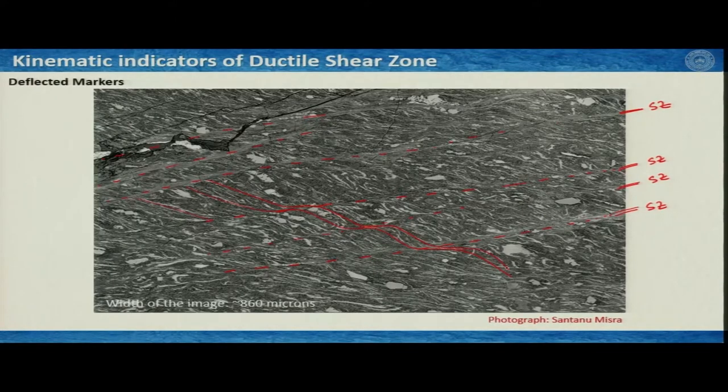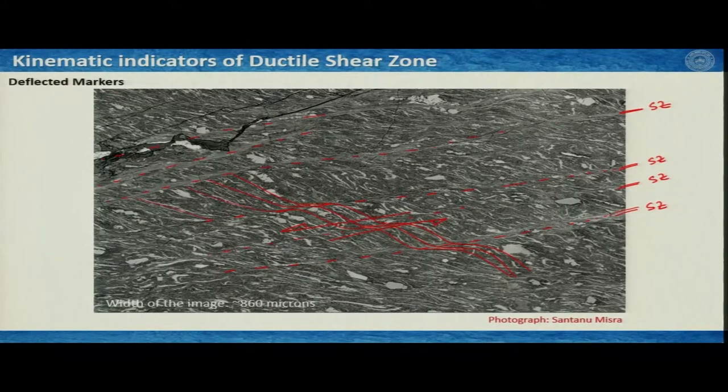They are getting deflected this way. They are undergoing shear, right? So the shear is like this here. Now this is not an individual shear zone.